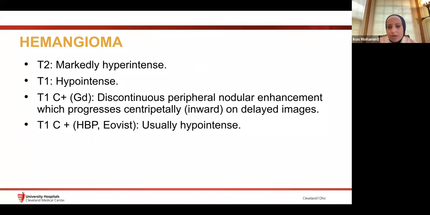So Eovist is a contrast that we use for problem solving for only certain issues. One of them is focal nodular hyperplasia. We can use it also for metastasis, follow-up of metastasis in cancer patients, or we can use it if there is a bile leak and we want to know if this collection is actually bile or something else.